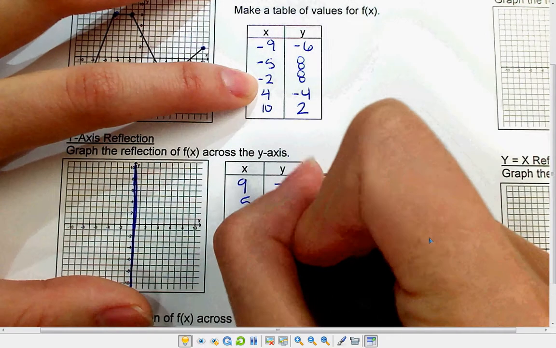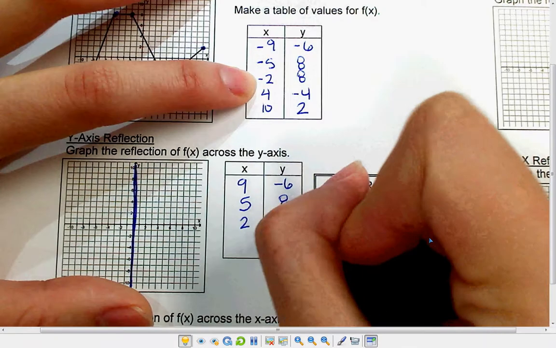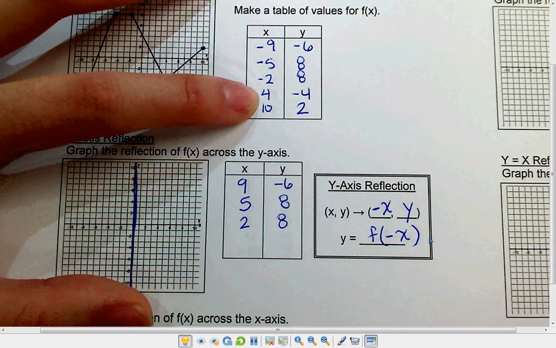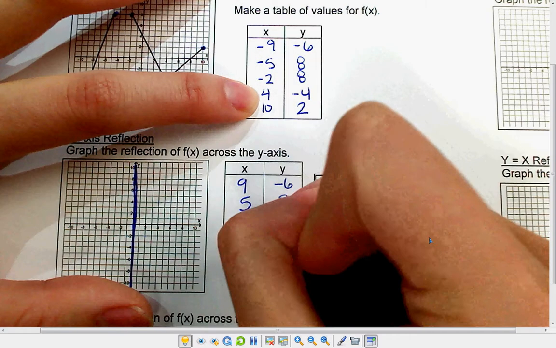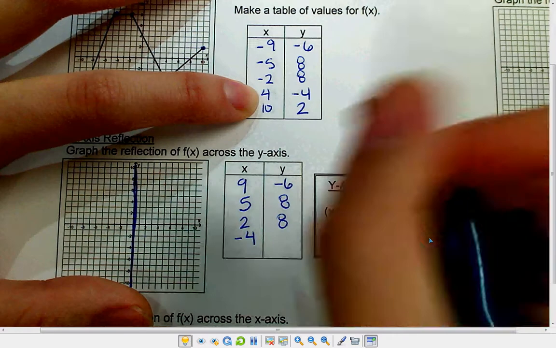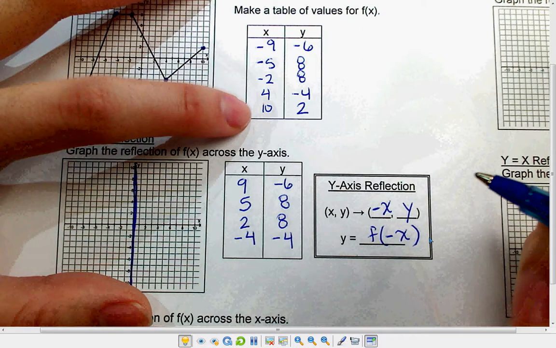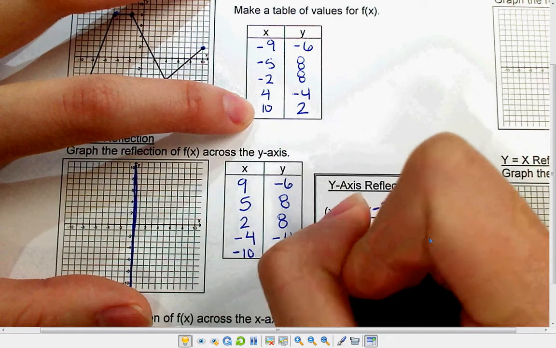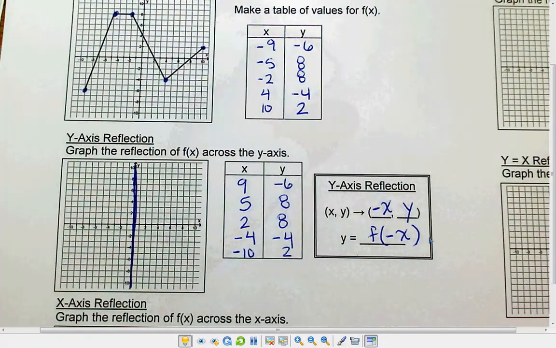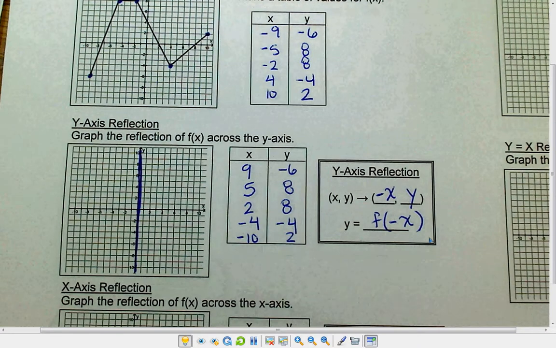-2 becomes a +2. Y again is still 8. 4 becomes a -4 because we're changing the sign. And our y value is still -4. And our 10 becomes a -10. Again, our y value doesn't change. So these are the new points I'm going to plot on my graph.